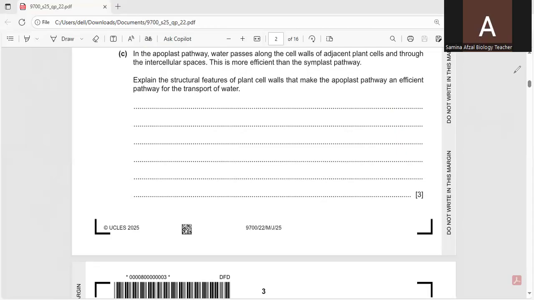So in this way, here they have asked us how the apoplast pathway is an efficient pathway for transportation. So the apoplast pathway through the cell wall and intercellular spaces is more efficient. So why is it efficient? Because the plant cell wall is composed of cellulose microfibrils embedded in a matrix of hemicelluloses and pectin. So this forms a porous network.